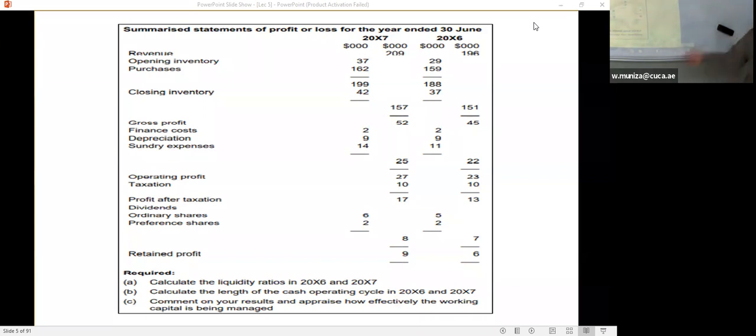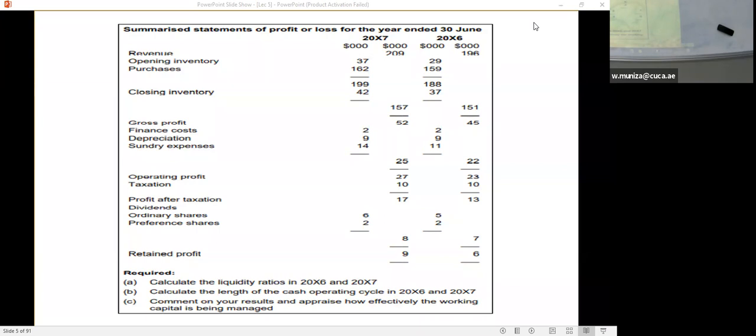So sorry, we have finished one question, but this one is the comprehensive example and this one is also similar, okay? It contains all the ideas of the ratios. For part A, you can see it is about to calculate the liquidity ratios in 2006 and 2007. For 2 years, you have to calculate all the ratios, and first we are required to calculate the liquidity ratios.